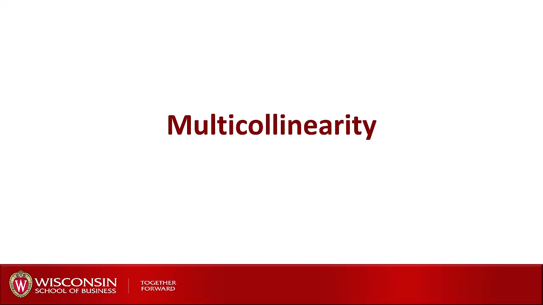In this video, I want to spend some time discussing the concept of multicollinearity. It comes in two forms. First, there is exact multicollinearity, which is really just being able to perfectly predict one of the x's using a linear combination of the other x's. That means that one of the x's is a linear function of one or more of the other x's.